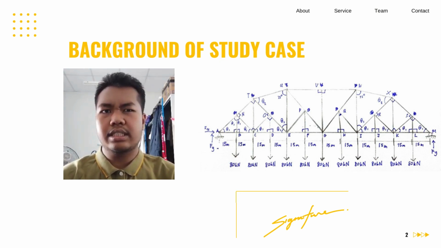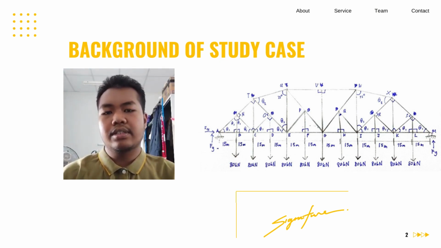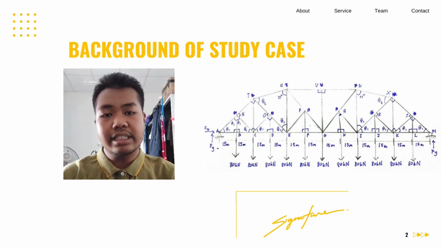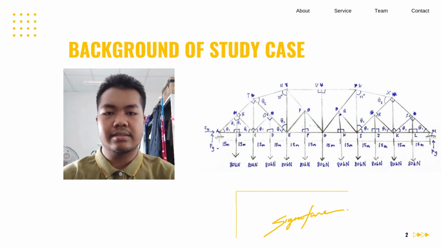Another piece of information is that force FI for a truss has 440 kilonewton in tension. So that is information that we can get. And another one is that there is also an angle for each member, so that we can calculate it more easily and we can get the precise answer.